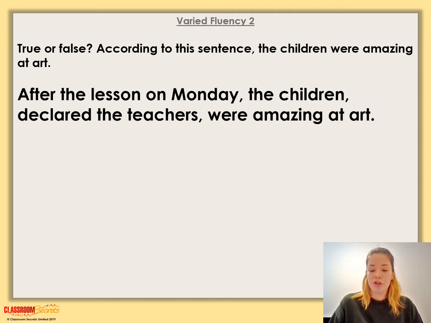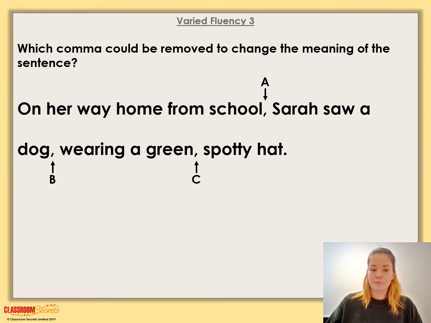Okay, so true or false? According to this sentence, the children were amazing at art. After the lesson on Monday, comma, the children, comma, declared the teachers, comma, were amazing at art. I know that this is true because the children was declared by the teachers. So the teachers are speaking specifically about the children. So I know that this statement is true. Whereas if I didn't have this comma here, that statement would be false.